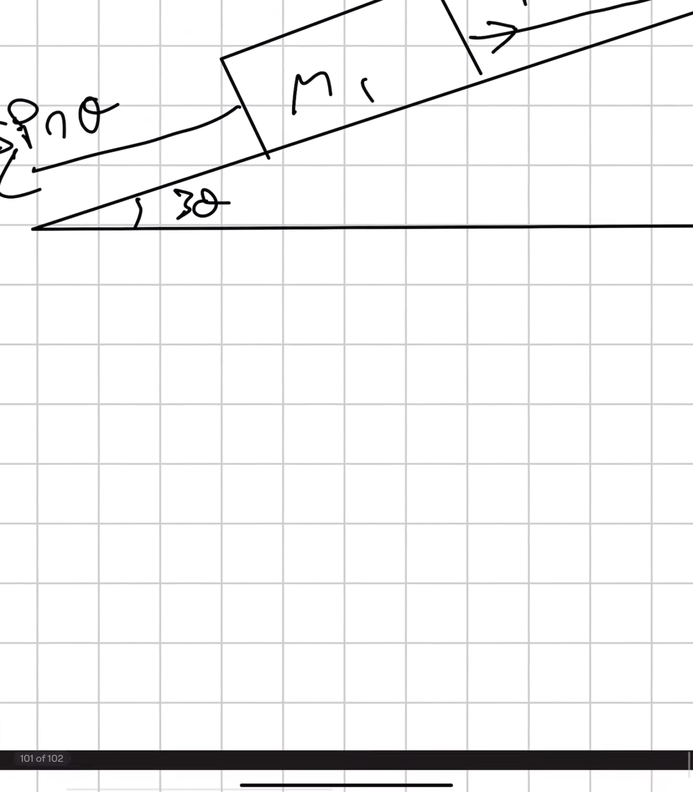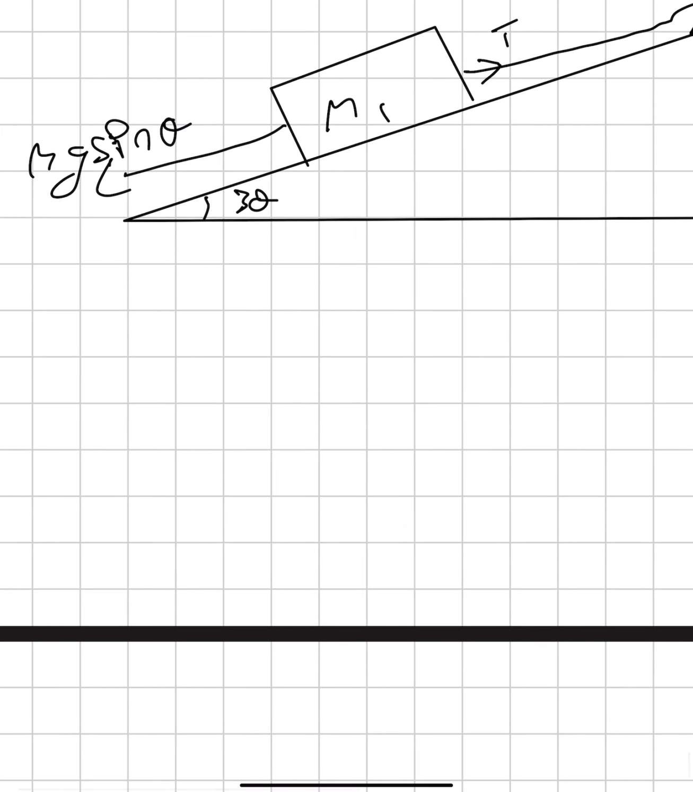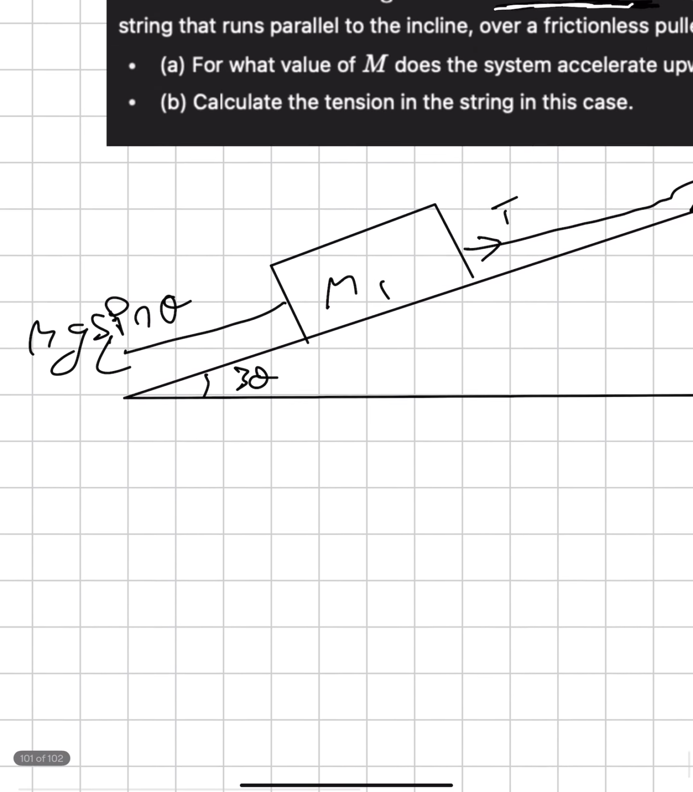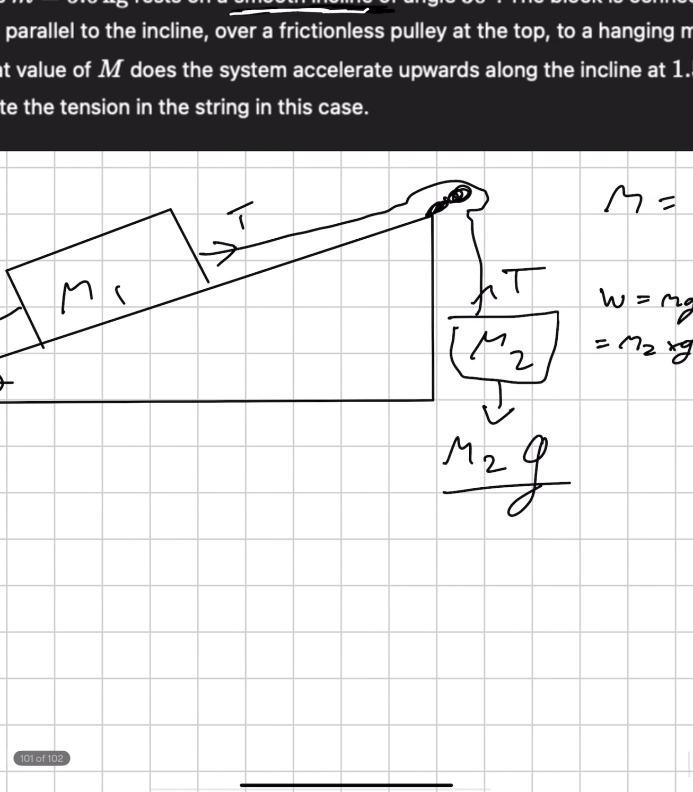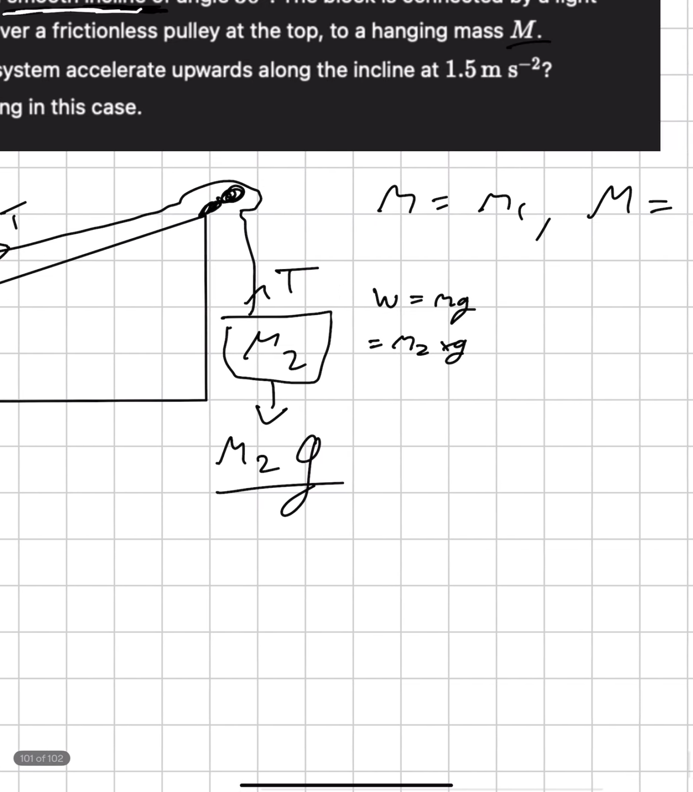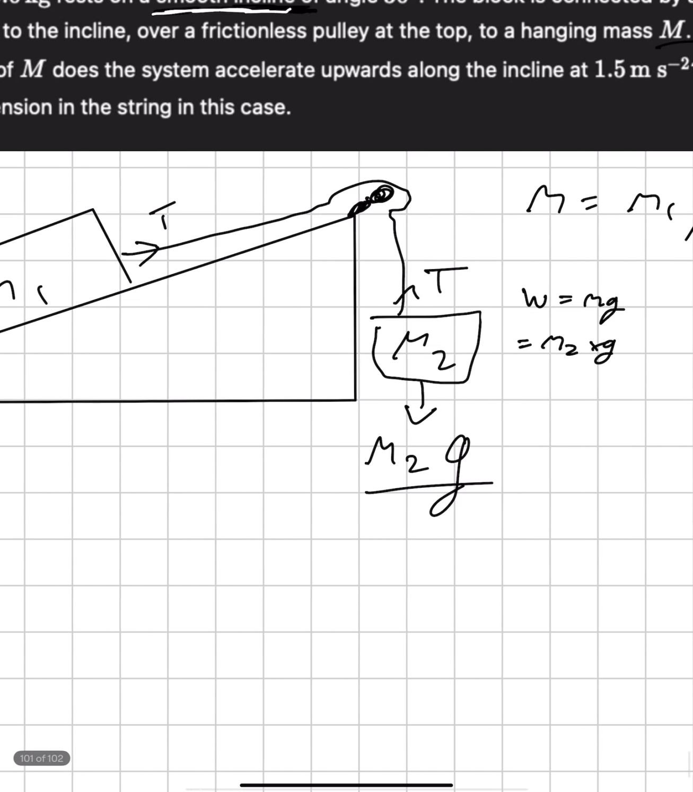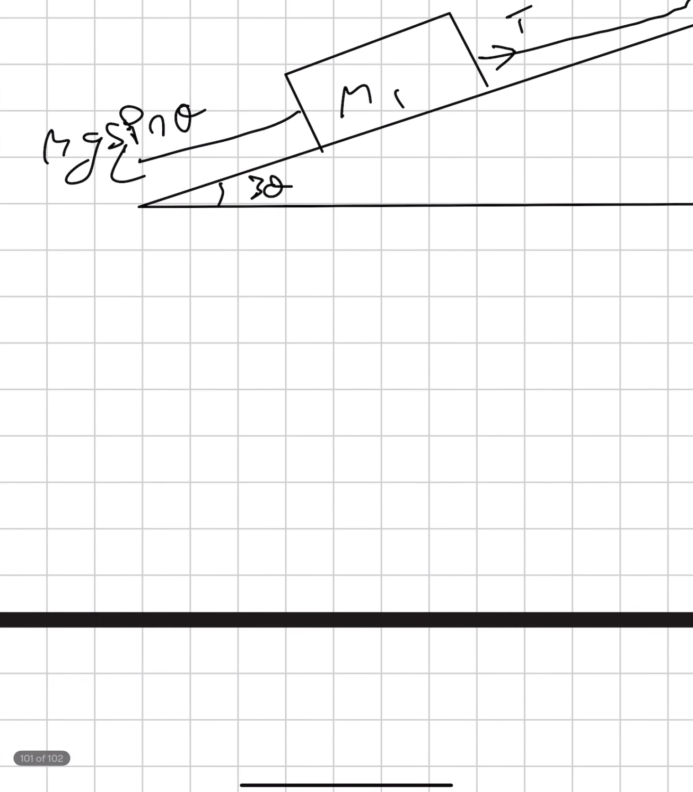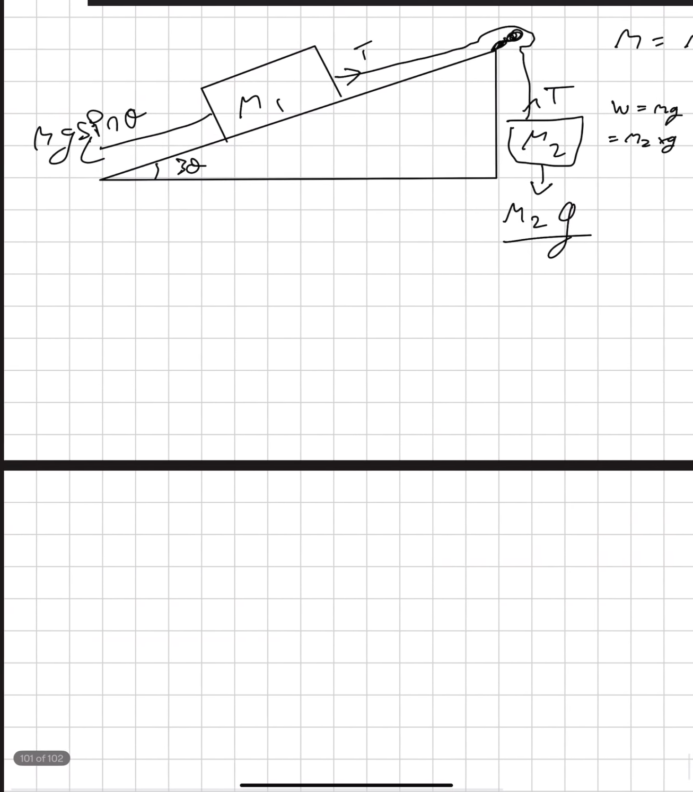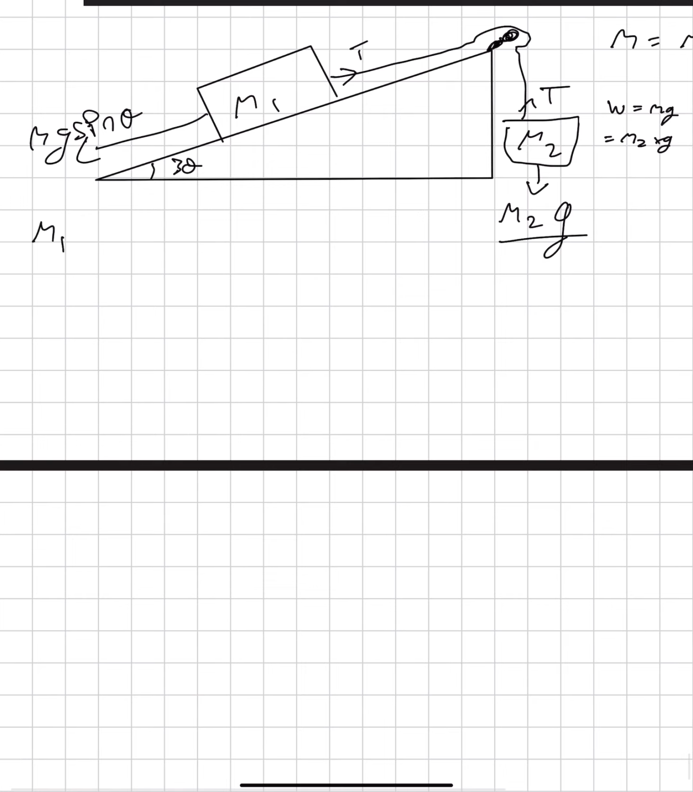Now that we have this, we are going to make a set of simultaneous linear equations to solve the first question. The first question reads, for what value of large m, which is m2, does the system accelerate upwards along the incline at 1.5 meters per second squared? So the first simultaneous linear equation will be for the first block, which is m1. So F net, which is m1a, is equal to T minus mg sin theta.